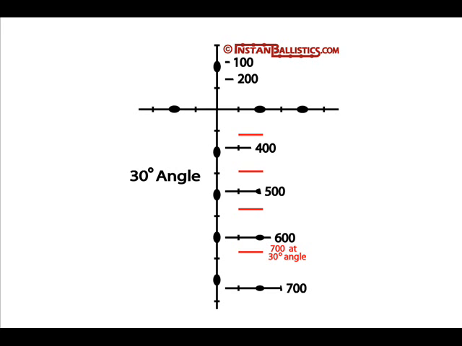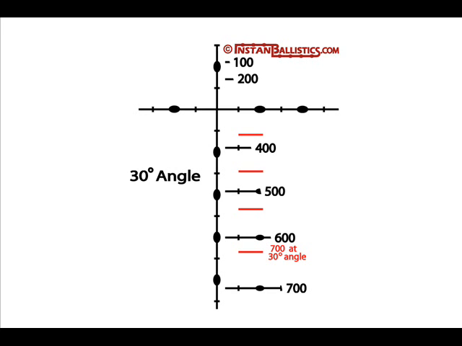Same thing for the line above, and then the red line at the top, that's your mark where you would need to aim at 400 yards if you were aiming downhill at 30 degrees or uphill at 30 degrees.